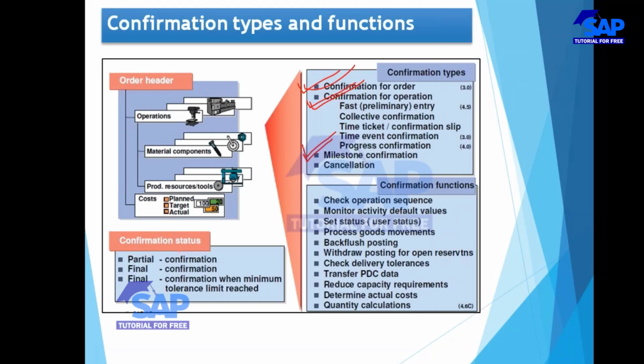And when you're confirming, you can confirm with a status called partial and final confirmation. So final confirmation is also available. These things we'll see in the system.